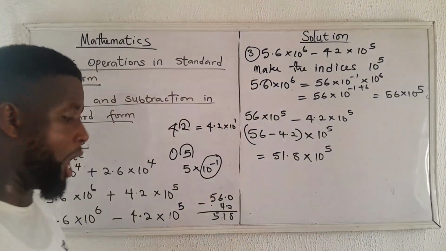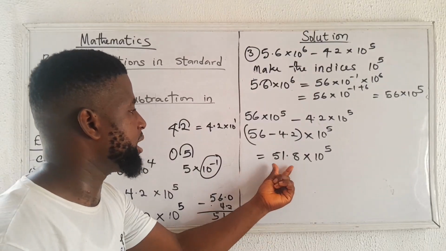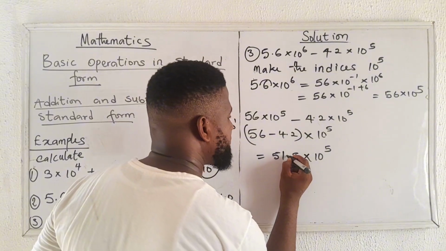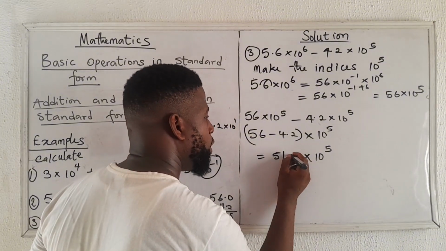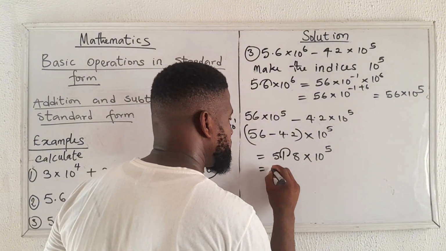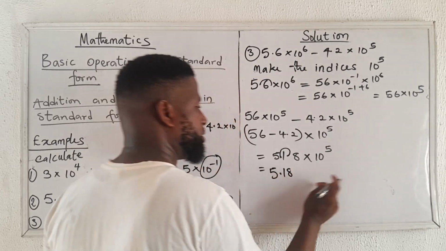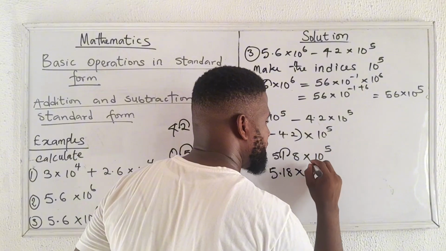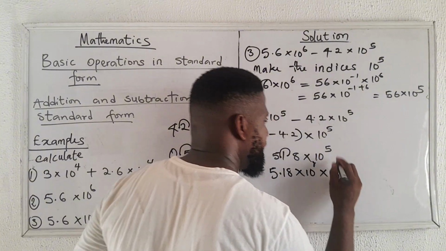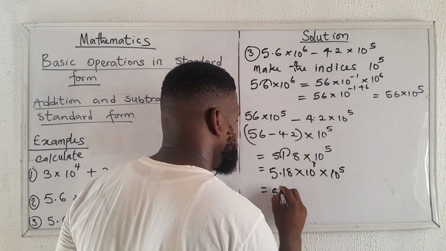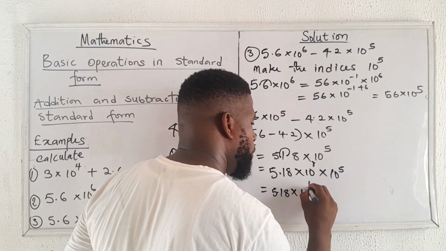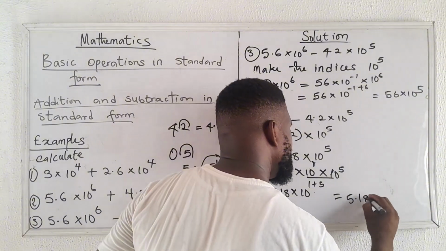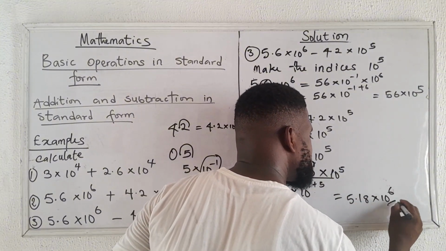Now, this cannot be our result because 51.8 is clearly greater than 10. So it means that we need to make this a correct standard form. We shift it backward one time and this will give us 5.18. Since we shift it backward, it's a positive times 10 raised to power 1. And of course, we have times 10 raised to power 5. And this will give us 5.18 times 10 raised to power 1 plus 5 according to indices, right? And this gives us 5.18 times 10 raised to power 6.